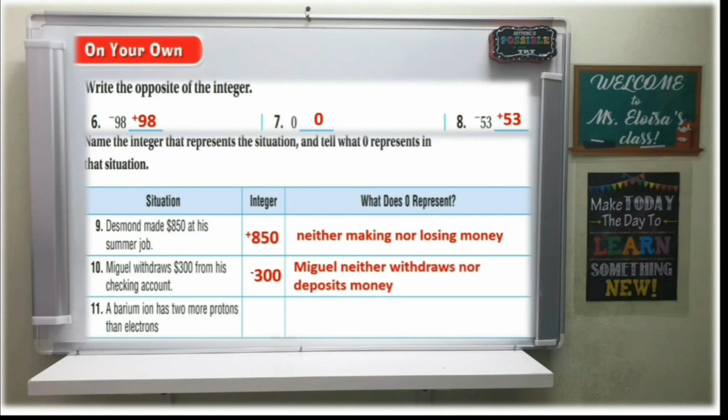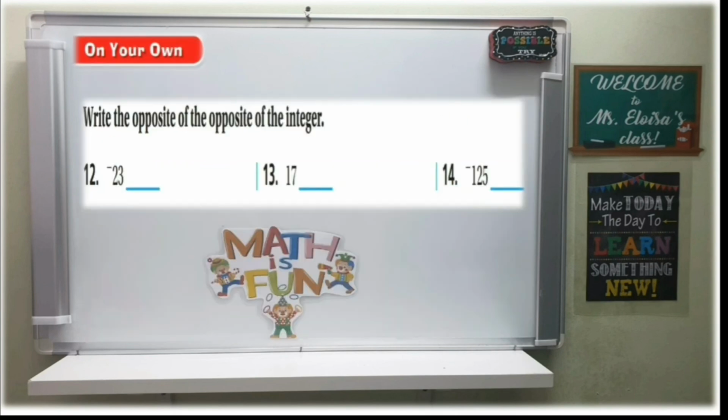Number 11, positive 2. The atom has the same number of protons as electrons. Number 12, negative 23. Number 13, positive 17. And number 14, negative 125.